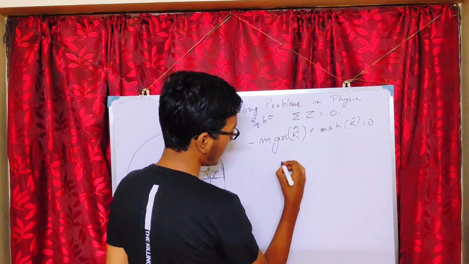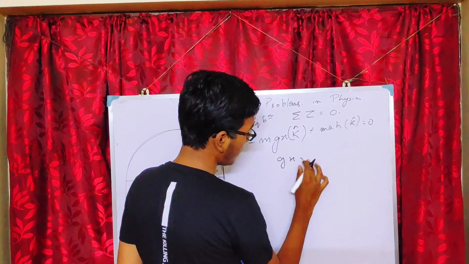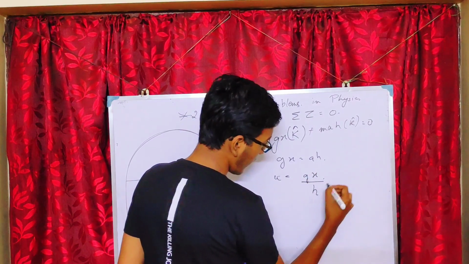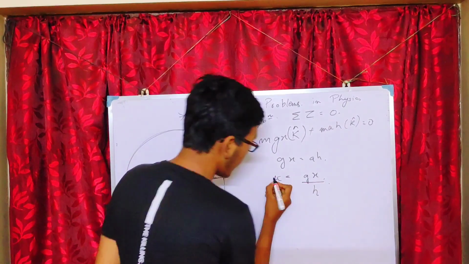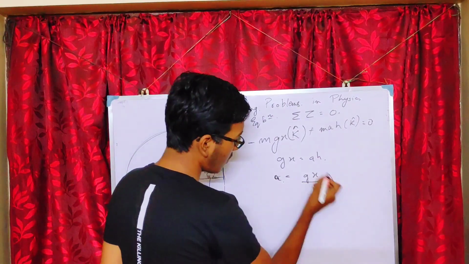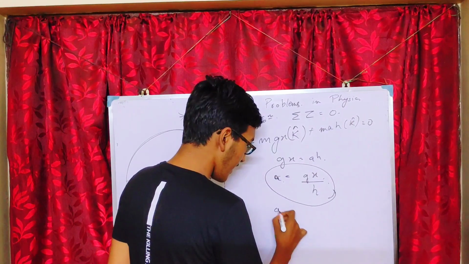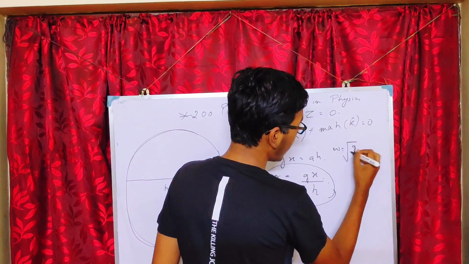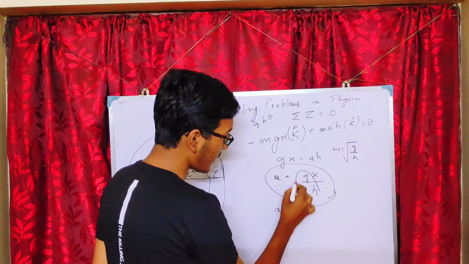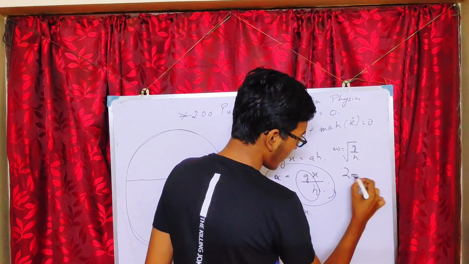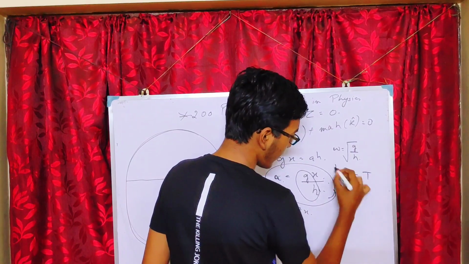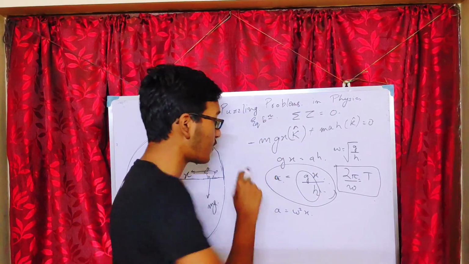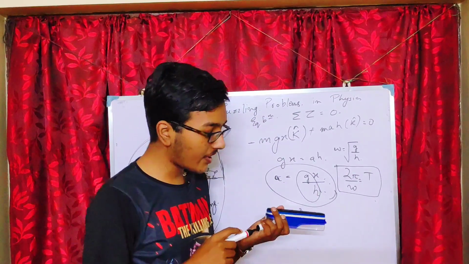So easily you could figure this out, that gx equals to ah, so a is equal to gx by h, right? So you could compare this with a equals to omega square x, so omega would be root under g by h. So this is an SHM with a time period 2 pi by omega. This is the time period, right? So this type of problem, this is very simple, this is the most simplest case I would say, but students find it difficult.